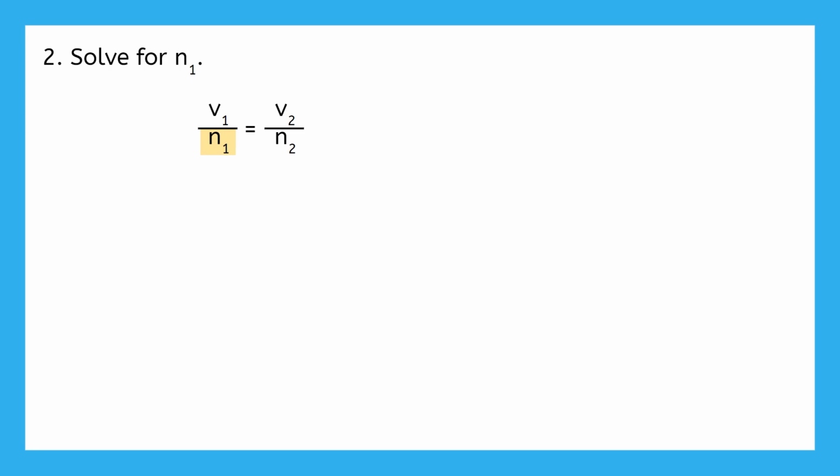Yeah, we could start by getting it out of the denominator. To do that, we'll just multiply both sides of this equation by n1. Multiplying by n1 will cancel the denominator, leaving just v1 on this side. On the other side of the equation, we can leave this as v2 over n2 times n1.